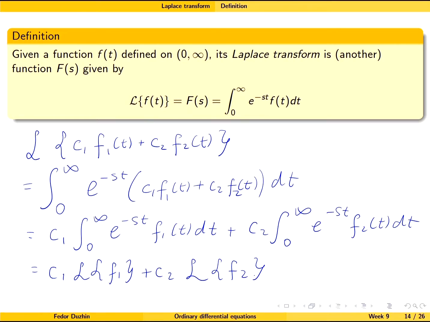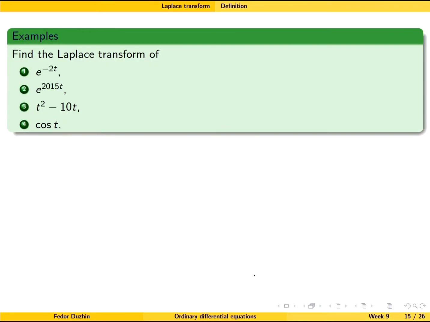However, accurately defining these functional spaces is a bit tricky, so I'm not going to get into details here, but the main message is that the Laplace transform is a linear transformation from an infinite dimensional vector space to an infinite dimensional vector space. Please take this message, and now let us go through a few specific examples of Laplace transforms. I'm going to do 4 examples.